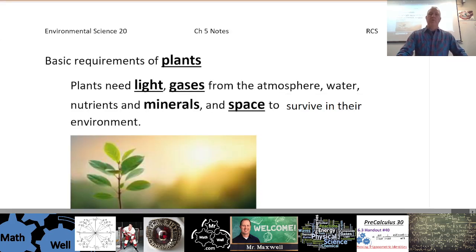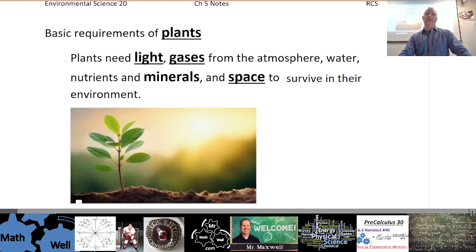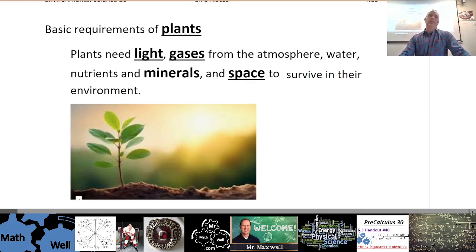So, basic requirements for plants. Plants need light, typically sunlight, but plants can be grown under artificial light. Plants need light, gases from the atmosphere. That's interesting. Hey, what's one main gas in the air? Oxygen. Very good, oxygen. They need water, they need nutrients and minerals from the soil, and they need space to survive in their environment. So those are some of the basic needs of plants.